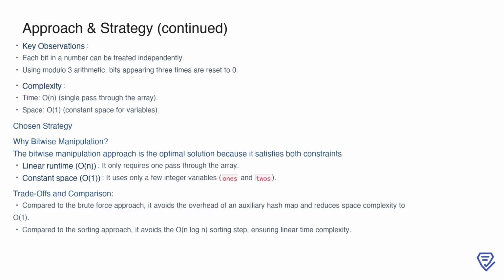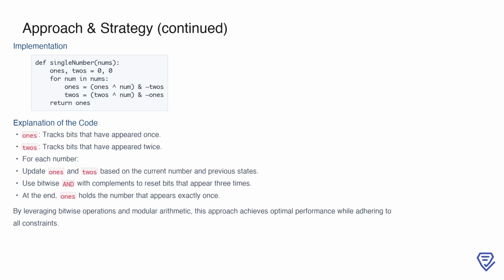Compared to the brute force approach, it eliminates the need for an auxiliary data structure like a hash map, reducing space usage. It also outperforms the sorting approach by avoiding the costly O(n log n) sorting step, maintaining a linear runtime. Here is the Python implementation of the bitwise manipulation approach.